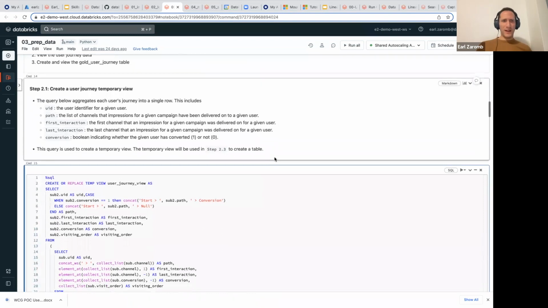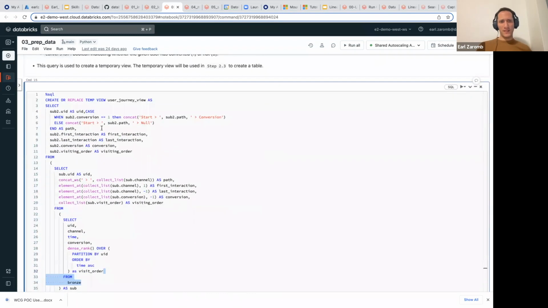Here we have some of the code that is going to be used for constructing that journey. We're essentially going through each individual UID, or user ID, and appending all these different events in the sequence of their visiting order, in such a way that we'll be able to construct an end-to-end journey. There will be a start point, and then a conversion point at the end, or non-conversion.